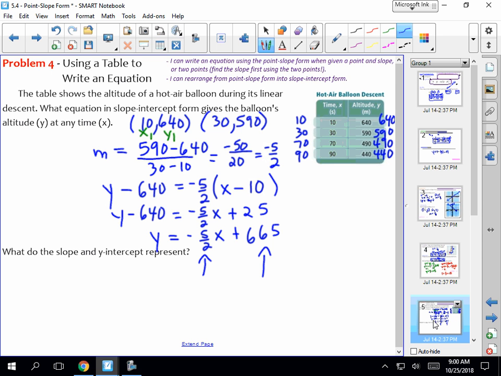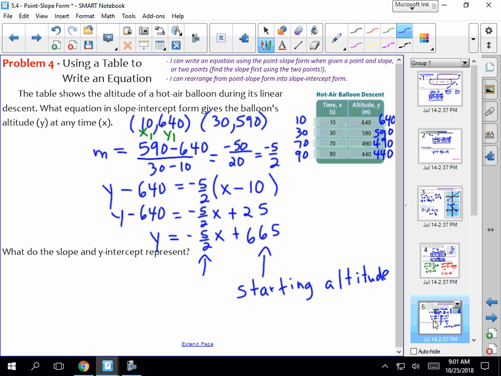And so it asks, what do the slope, well, here's the slope, and the y-intercept represent? Let's start with the y-intercept. The 665, what does that represent? Here we have a hot air balloon. We're given these coordinates: at time 10 seconds, it's 640. What's that? It's the y-intercept. What does it mean in real life, though? It's the altitude that the balloon is starting at before it starts going down, right? So this is its starting altitude. Let's be a little more specific and call it starting altitude.